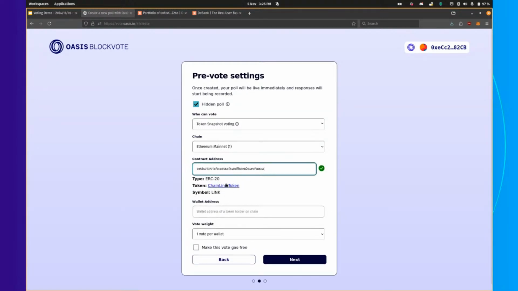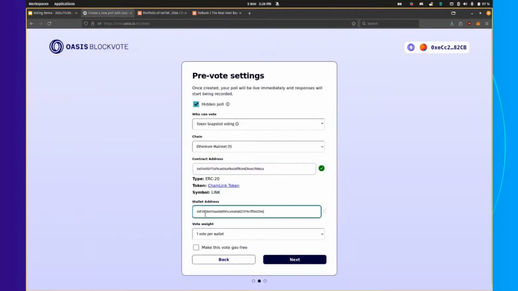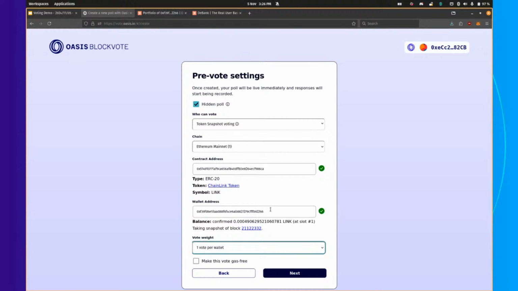It does some work behind the scenes, and it shows you it's an ERC20 token. So if you selected an NFT, it would show it's an NFT. Also, it's a Chainlink token, and the symbol's LINK. And then for my wallet address, I'm going to put in my test account here, and it will go and fetch the balance that you have of that token.